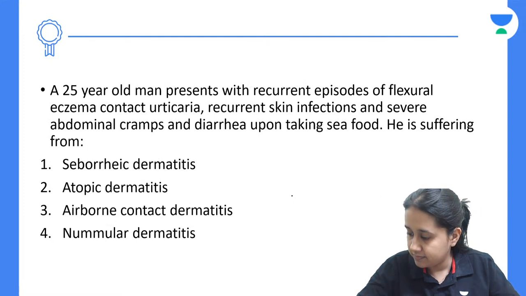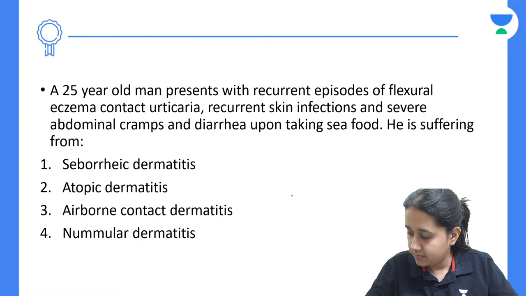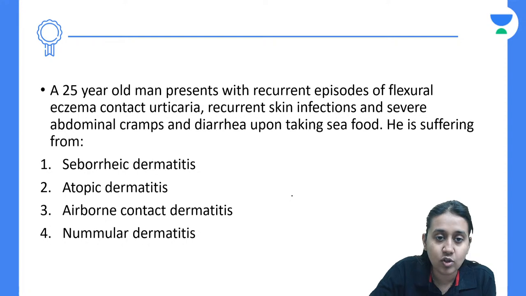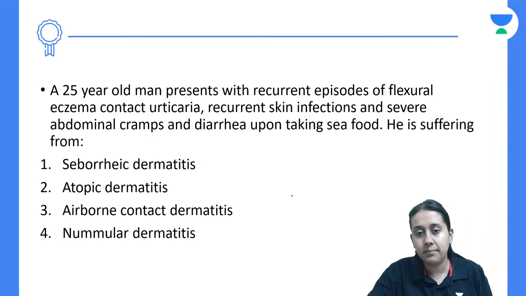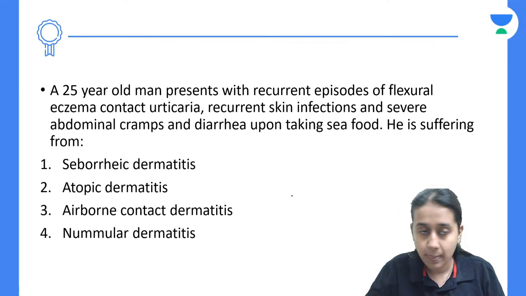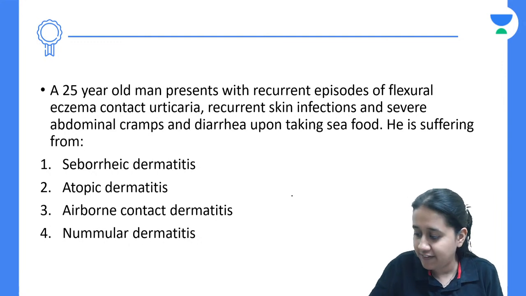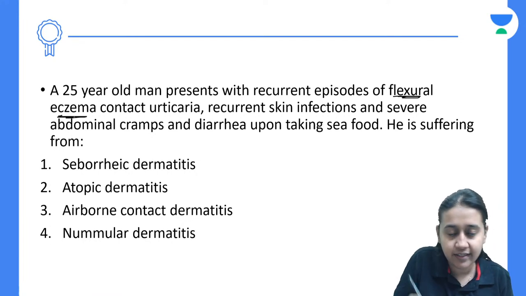Next question. A 25-year-old man with recurrent episodes of flexural eczema, contact urticaria, recurrent skin infections and severe abdominal cramp, diarrhea upon taking seafood. He is suffering from? So there is eczema which is mainly on flexors. This is giving you a hint, right? Flexural eczema is a very important point.